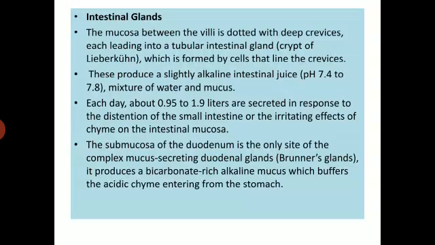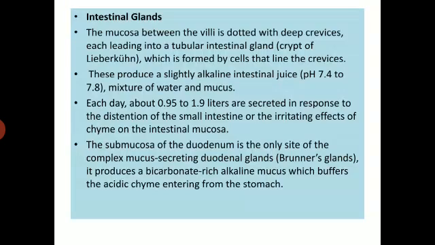So these intestinal glands, basically the mucosa between the villi, is dotted with deep crevices, each leading into tubular intestinal glands, the crypts of Lieberkühn, which is formed by cells that line the crevices. These produce a slightly alkaline intestinal juice, pH 7.4 to 7.8, a mixture of water and mucus.